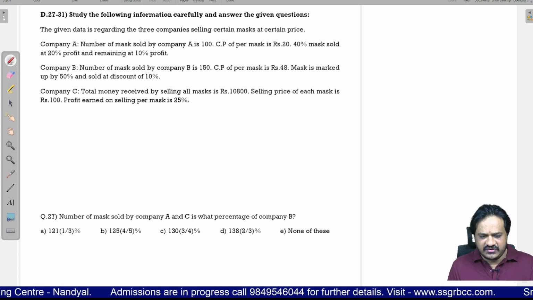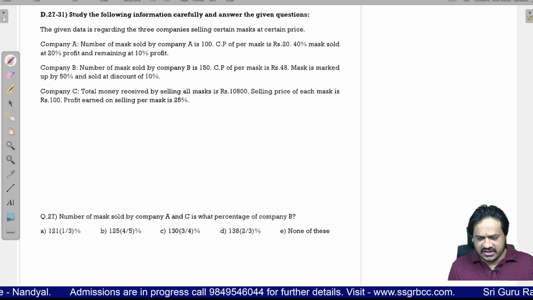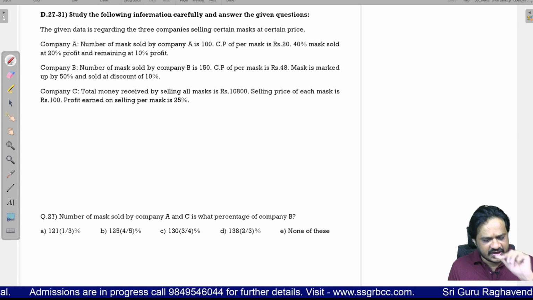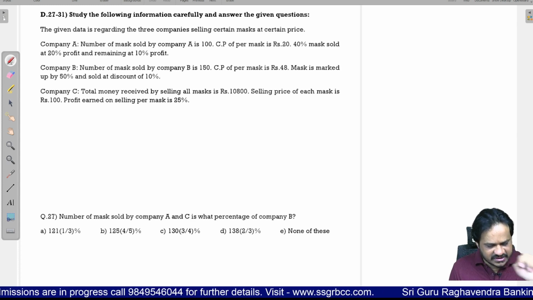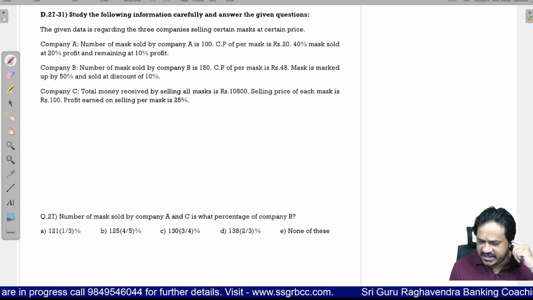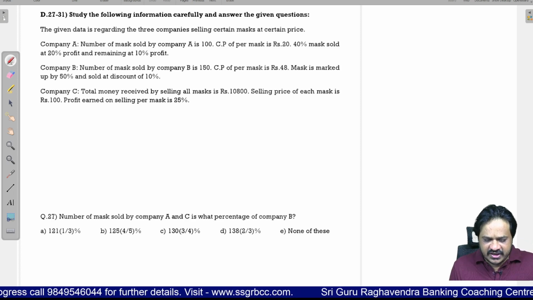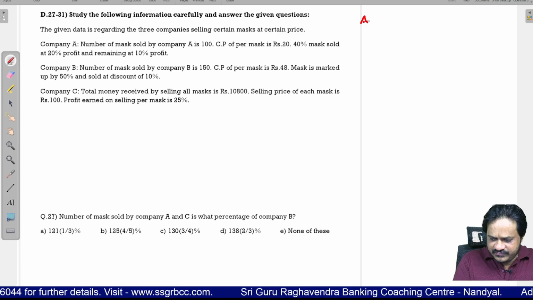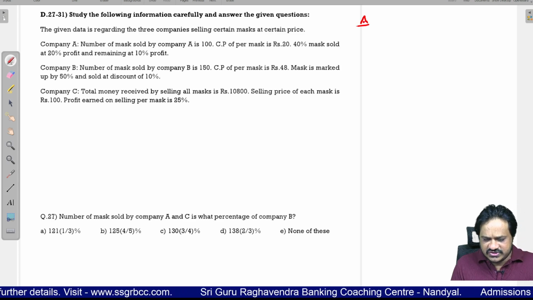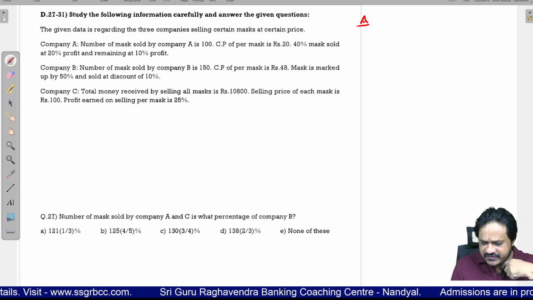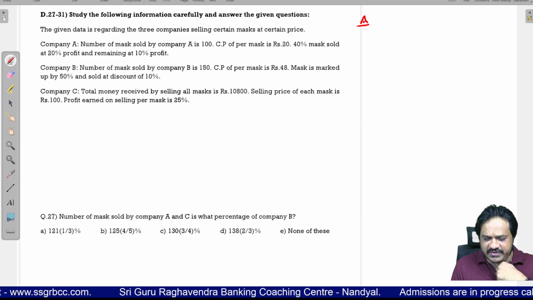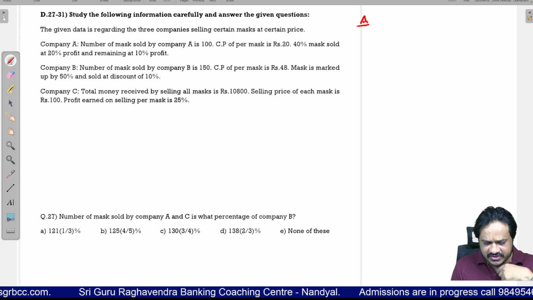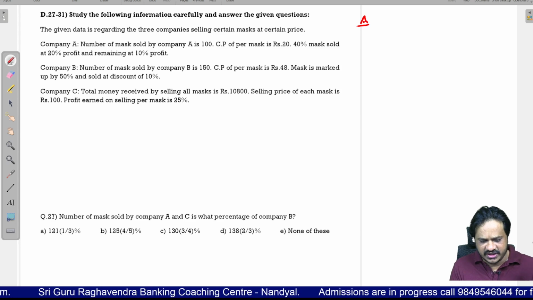Study the information carefully, then answer the questions. The given data is regarding the three companies selling certain masks at certain price. Company A, the number of masks sold is 100. Cost price for mask is 20. 40% of the masks are sold at 20% profit. Remaining are sold at 10% profit.